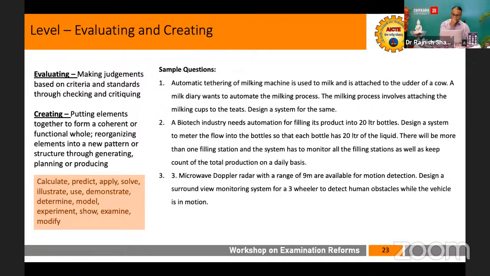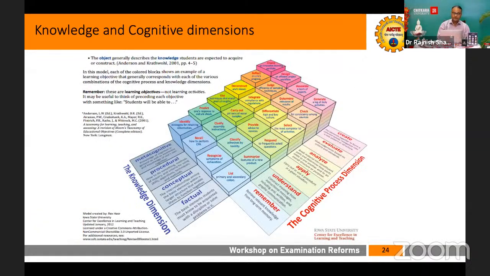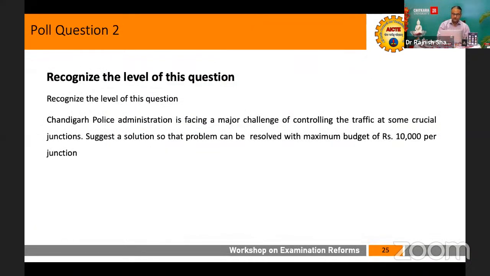Now in the next few slides, I'll be showing you some questions and there will be repeated polls. You will need to have a look at those questions and then reply in the poll to which particular level of Bloom's taxonomy you think this question is a best fit. And here we go with the first question. Recognize the level of this question.